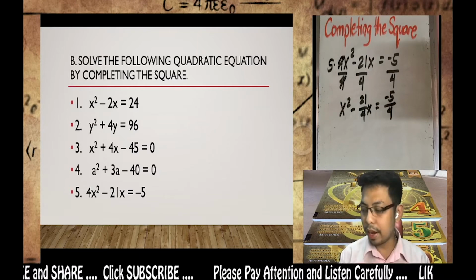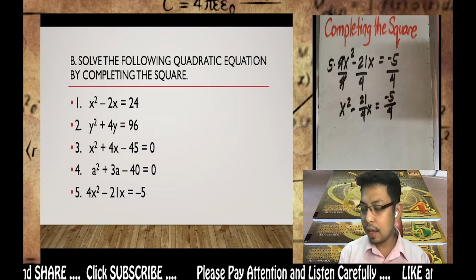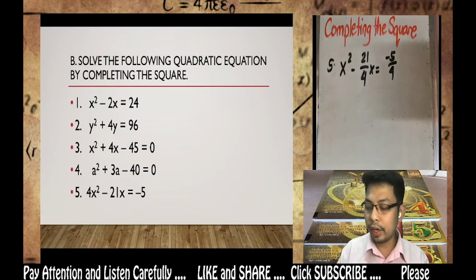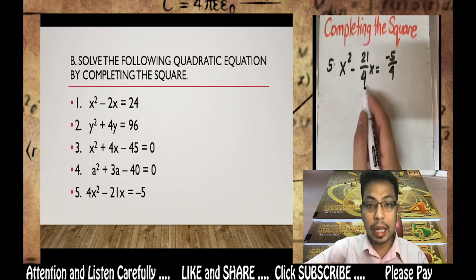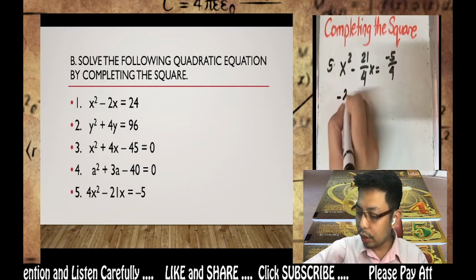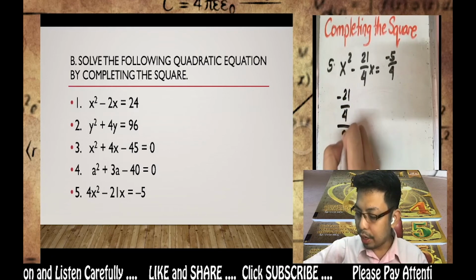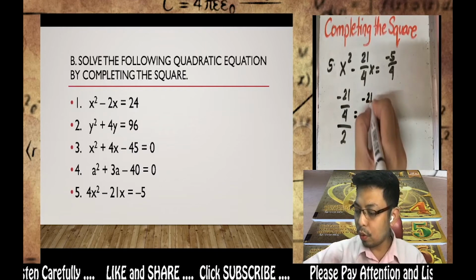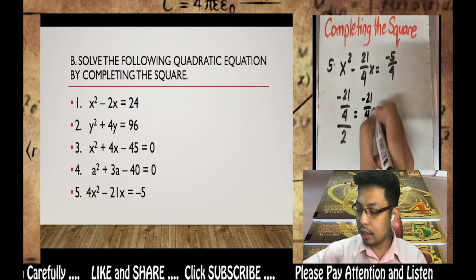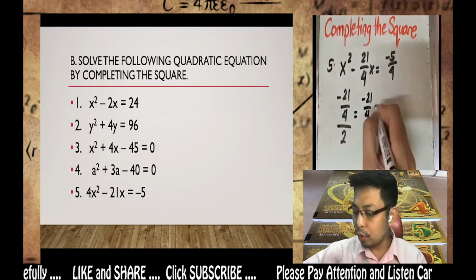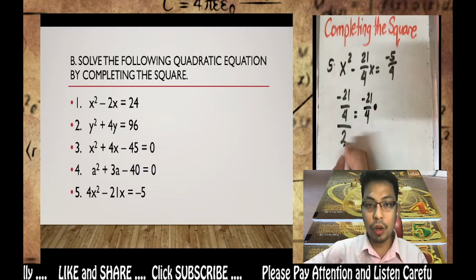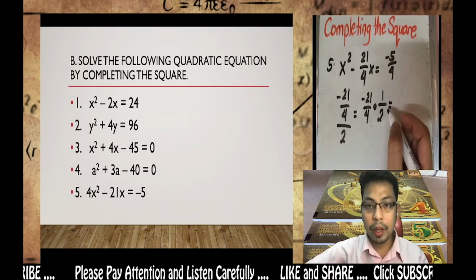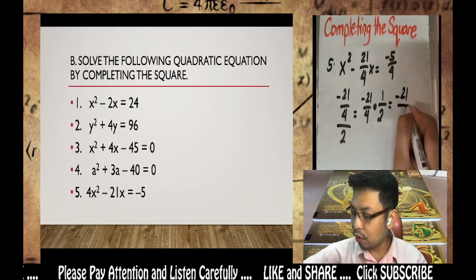We have x squared minus 21 over 4x equals negative 5 over 4. Then we proceed to completing the square. We get the numerical coefficient of the linear term and divide it by 2. So negative 21 over 4 divided by 2. Fraction divided by a whole number. So we have negative 21 over 4. The inverse operation of the division is multiplication, and the inverse of 2 is 1/2. Negative 21 over 4 multiplied by 1/2, we have negative 21 over 8.